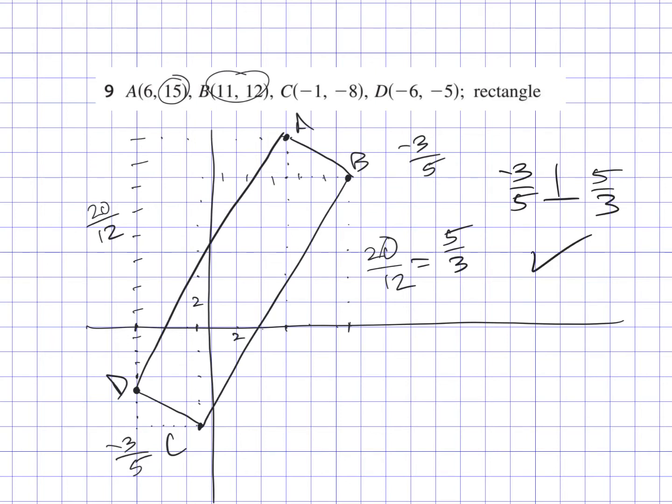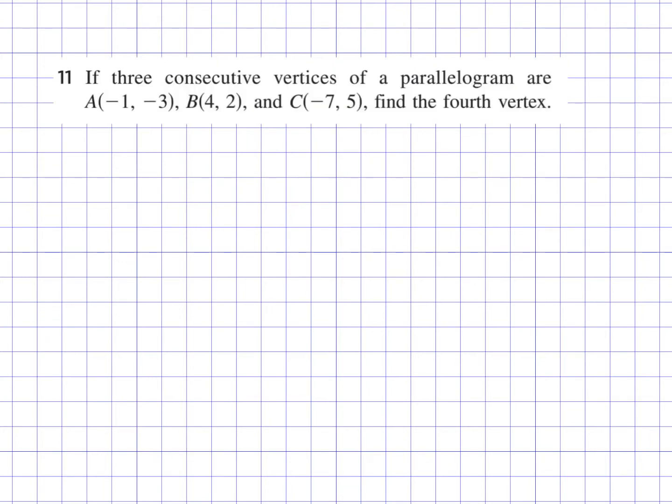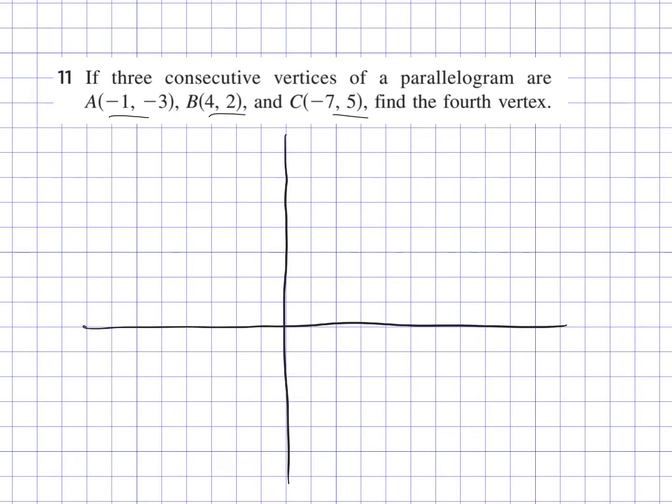All right, let's go on to number 11. Okay, finding the fourth corner of a parallelogram. So let's go ahead and graph these. Just kind of look at your numbers, make sure that a generic graph will do. Okay, so (-1, -3) is A. B is (4, 2): 1, 2, 3, 4, 1, 2. And C is at (-7, 5): 1, 2, 3, 4, 5, 6, 7, 1, 2, 3, 4, 5.